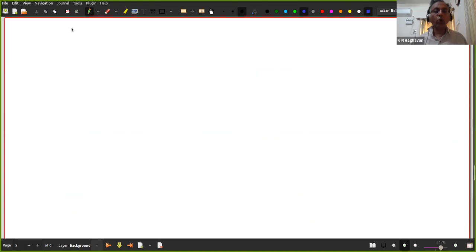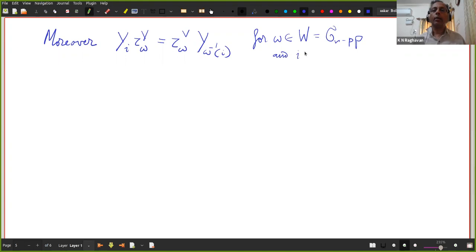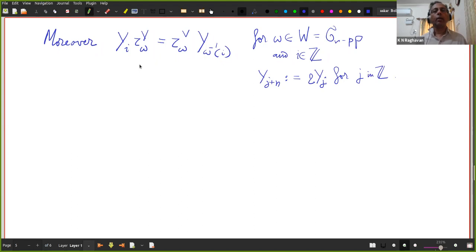Okay. So let me just say, moreover, there are these things we can check: Y_i, T_w check will be T_w check Y_{w inverse i}. Here i is an integer, and let me explain that for w in W, which is S_N prime, and i in Z, I need some clarity here, because I have a meaning of this for 1 through n, but for any integer I put y_{j+n} equal to q y_j for j in Z. This condition defines this y_i.